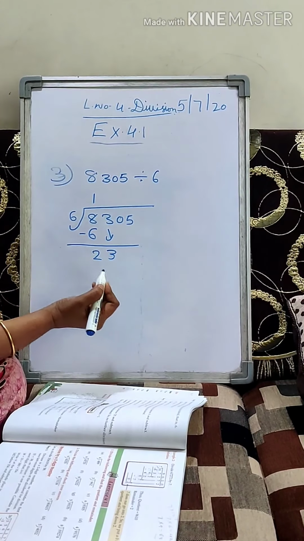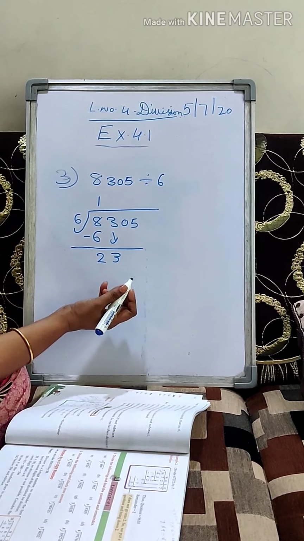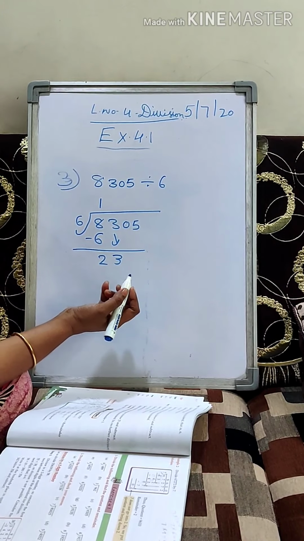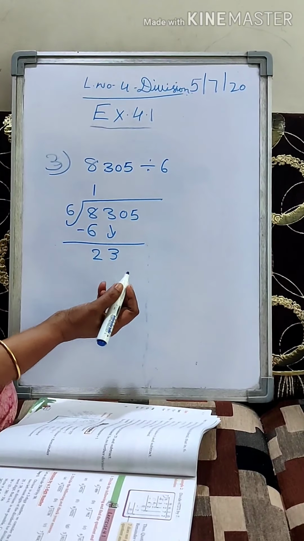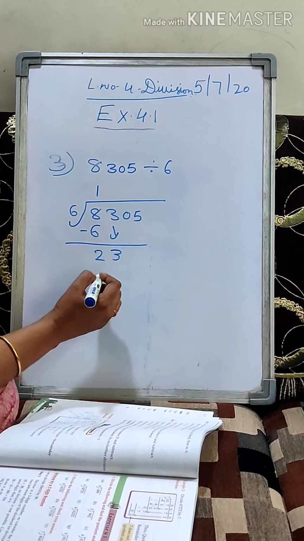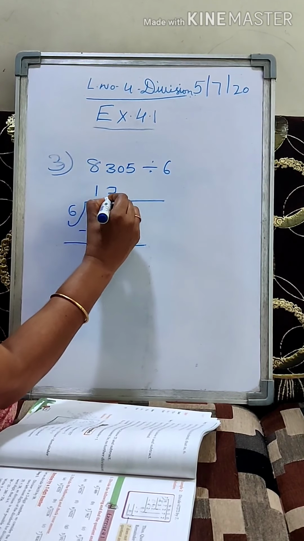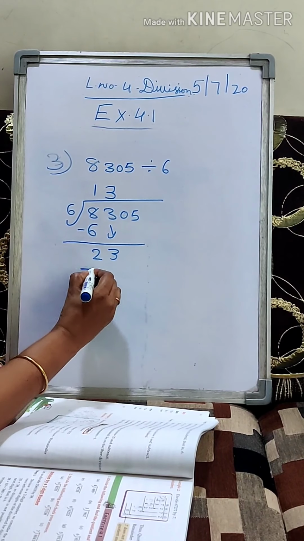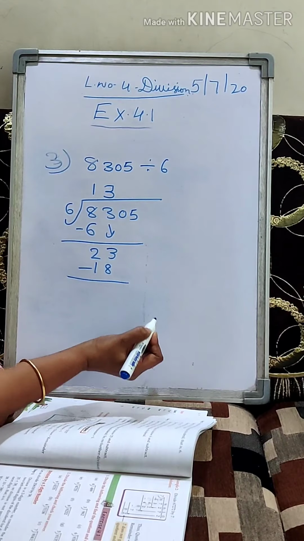Let us see how many 6 are there in 23. 6 1's are 6, 6 2's are 12, 6 3's are 18 and 6 4's are 24. But we should not take 24. We should take the number before. Then 6 3's are 18. Write 3 as a quotient and 18 right below 23 and subtract it.